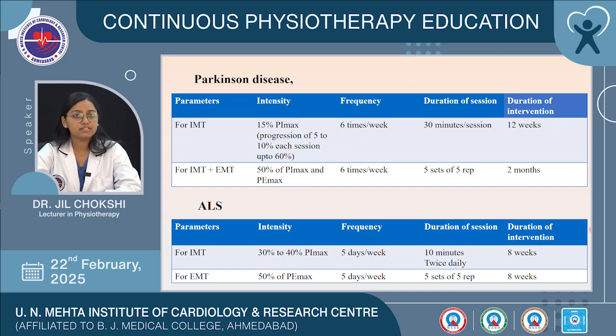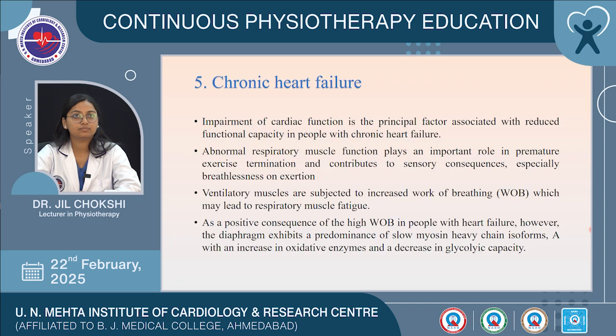For amyotrophic lateral sclerosis, inspiratory muscle training is performed at 30 to 40% of PI max with frequency 5 days per week, and each session lasts 10 minutes, twice daily. The overall duration of this training is 8 weeks. For expiratory muscle training, patients should perform the training at 50% of PE max with frequency 5 days per week, with each session consisting of 5 sets of 5 repetitions, and overall duration of intervention is 8 weeks.